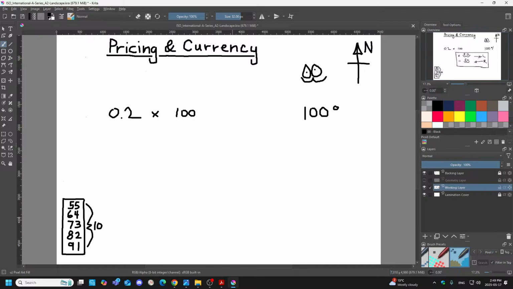So, we're multiplying by 100. We're jumping with the decimal twice. 1, 2. We actually end up right there. So I only needed 1 zero. 1, 2. So that means it's 20%. Okay?